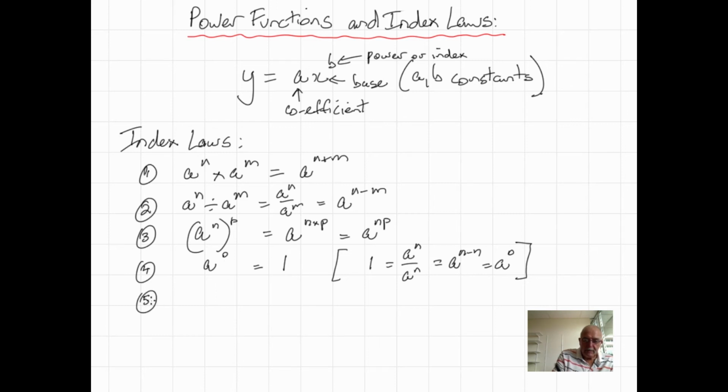Number 5, we've got a to the p on q, when we have fractional indexes. Now that can be written as a to the p, raised to the power of 1 on q. If you multiply p times 1 on q, you get p over q. And when we've got a to the p to the 1 on q, that will be, now 1 on q is the q-th root of a to the p.